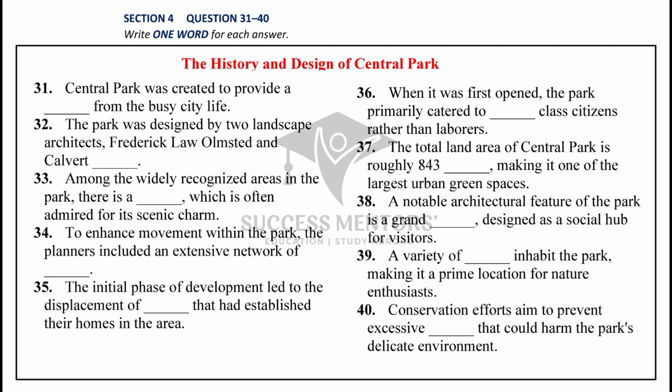Now we shall begin. You should answer the question as you listen, because you will not hear the recording a second time. Listen carefully and answer the questions.